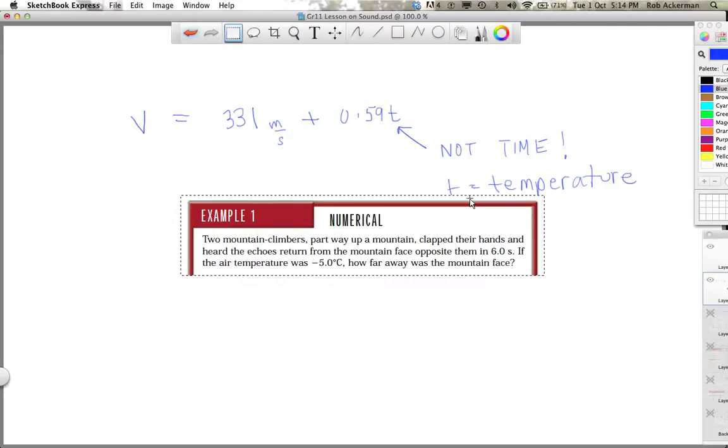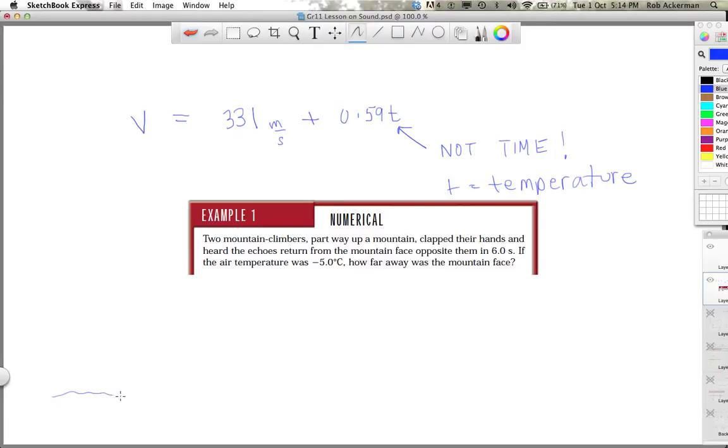So here's a question dealing with the speed of sound and temperature. It says two mountain climbers partway up a mountain clap their hands and they hear echoes returning to them. So let's just picture this. They're climbing up a mountain, so I'll do my best to draw a mountain. Here they go. And I imagine there are other mountains around. They clap their hands and they hear echoes return from the mountain face opposite them. So the sound of their clap goes that way and comes back to their ears. This is an echo. And they say that it takes 6 seconds, from which I bet you can figure out that that's 3 seconds each way.